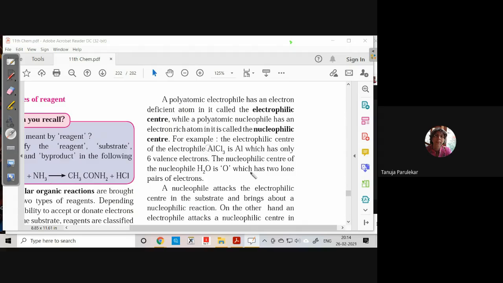The nucleophilic center of the nucleophile H2O is O. Now in this case, oxygen is having a lone pair of electrons. So oxygen is the nucleophilic center, that is, you talk about oxygen which has got 2 lone pairs of electrons. Okay.